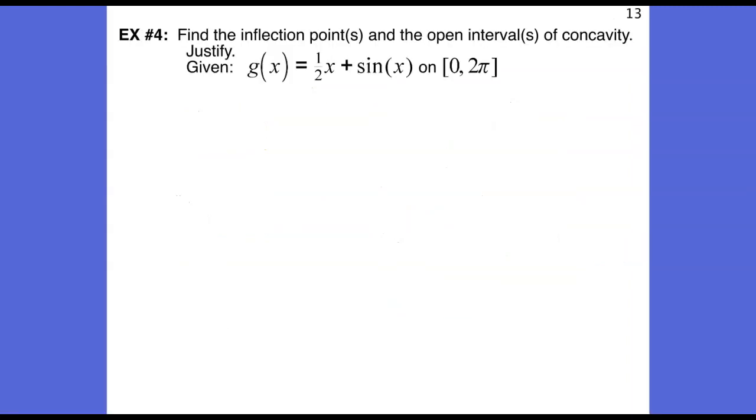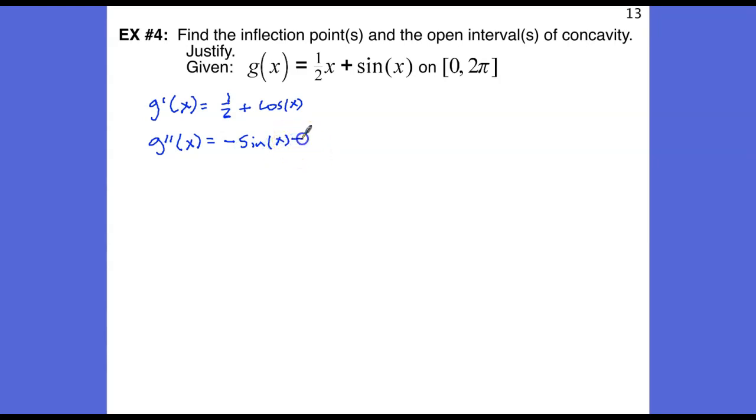Example 4. Find the inflection points in the open intervals of concavity. Justify. Given g of x equals 1/2 x plus sine x on the closed interval from 0 to 2 pi. So we'll begin by finding the first derivative. g prime of x is equal to 1/2 plus cosine x. And then if we take the second derivative, g double prime of x is equal to, the derivative of 1/2 is 0, and the derivative of cosine is negative sine x.